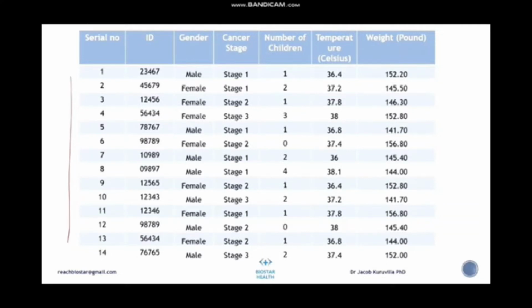If you look closely through the table values, we can see that some of the columns have characters written like male, female, stage 1, stage 2, stage 3, and other columns are filled with numerical values like 2, 36.4, 15.2. Even though we consider all of them as data, there exist different types within them. As a researcher, we should be able to identify those specific categories of our research variable.